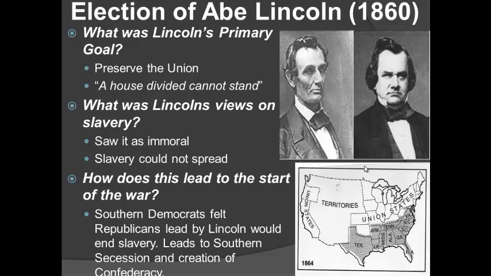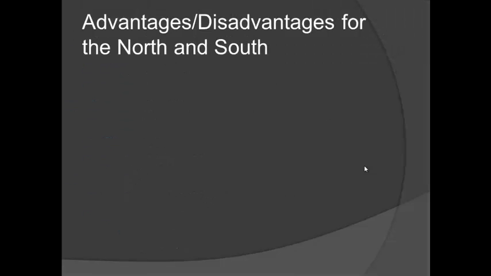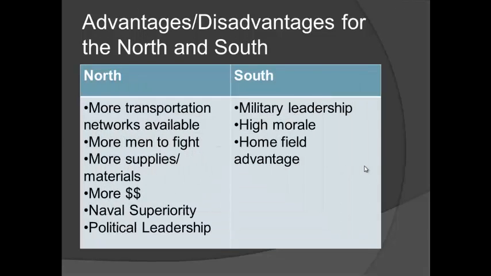And do you remember, Mr. Lawrence, what the first state was that seceded from the Union? First state to decide to leave the Union was South Carolina. South Carolina, on December 20th of 1860. So shortly after the election, they said, we're out of here. We are no longer going to be a part of this country. All right, let's finish up with advantages and disadvantages for the North and the South during this conflict.